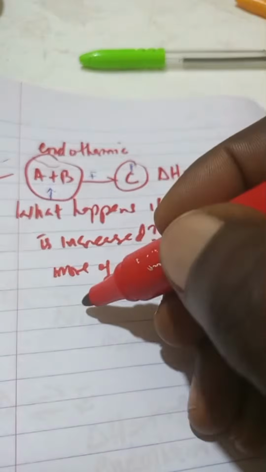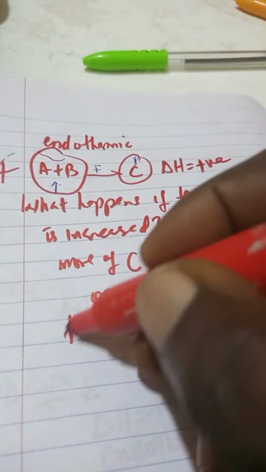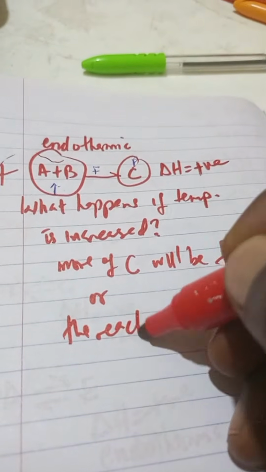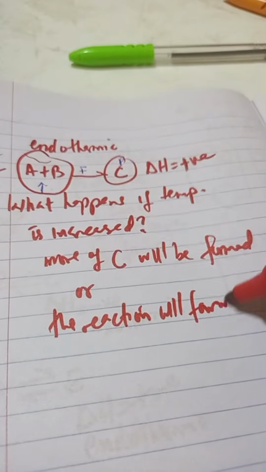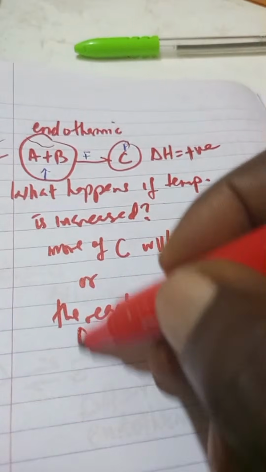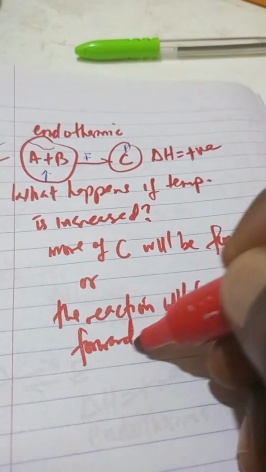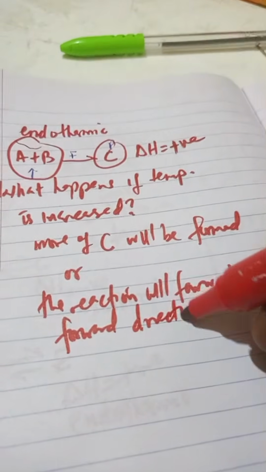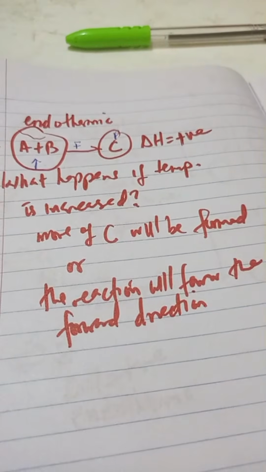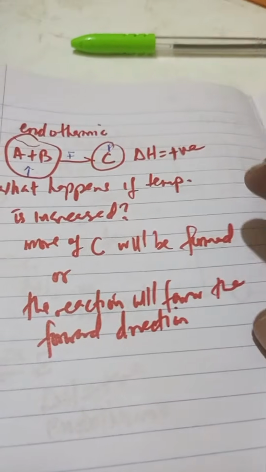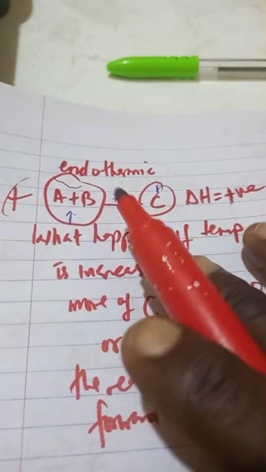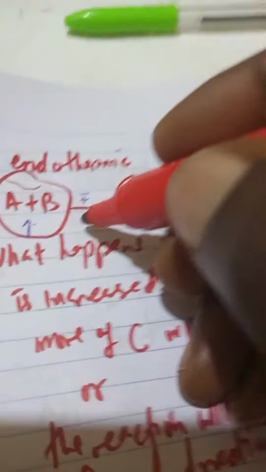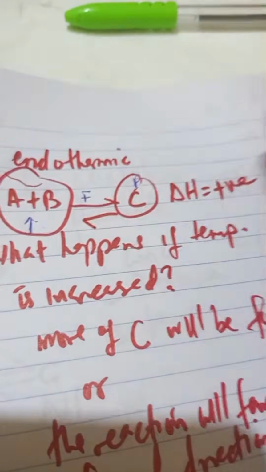Or you can say the reaction will favor the forward direction. Or you can also say the equilibrium will move towards the right. Or you can say the equilibrium position will shift to the right. Okay, let me say it again. Follow up. Let me say it again.